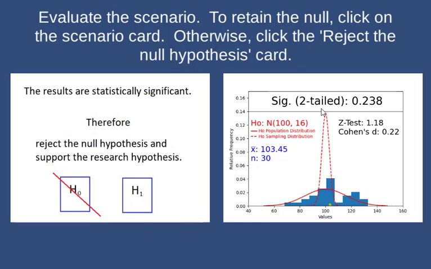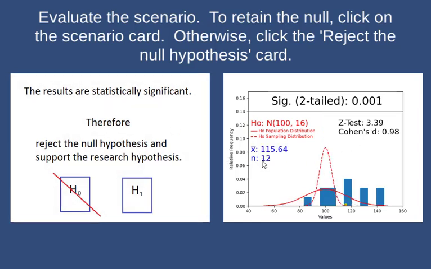In this case, we'll retain the null because the significance is 0.238, which is larger than 0.05. Here again, we're going to be able to reject the null hypothesis, and we have a rather large sample size of 2,437. Our Cohen's d is 0.08, so we're looking at a very small effect size, but we're going to reject it.